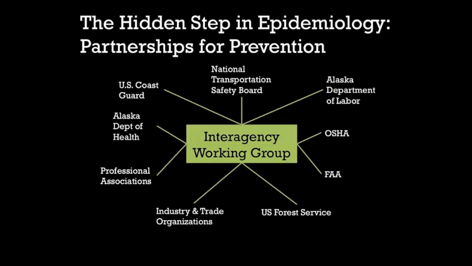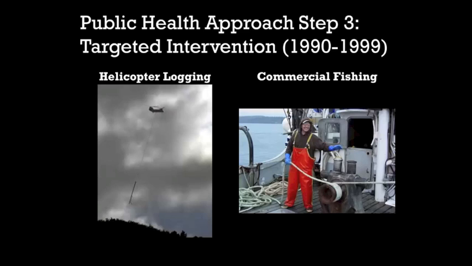There were some really important additions to the Interagency Working Group that weren't present in the surveillance system, including industry and trade associations and occupational safety and health professional associations. These were the people who had the local and industry-specific knowledge that could really inform the development of effective intervention strategies. The Interagency Working Group decided to target helicopter logging and commercial fishing just to start off with during the initial decade. There was some progress made in commercial aviation, but these were the 2 occupations and industries that were the initial focus.